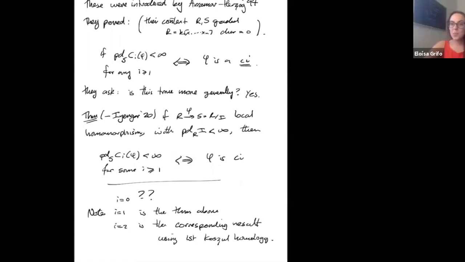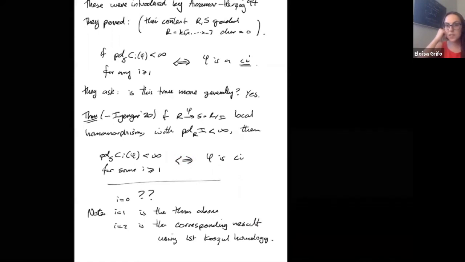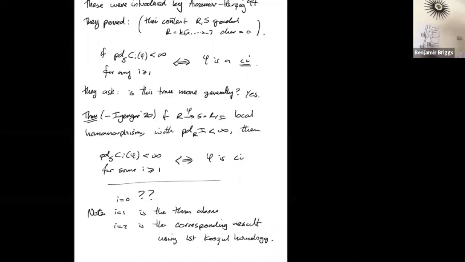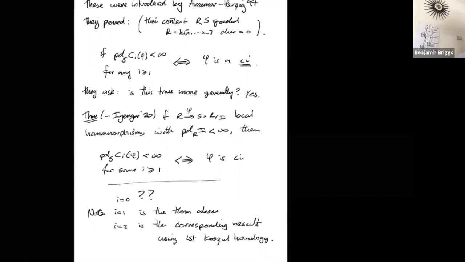Sorry, I was going to ask, do you know when they start vanishing? Because you did show us an example in the beginning where the first two did not vanish, right? Right. So if you have a complete intersection, then C1 is non-zero. C1 is the conormal module, which is a free module, and then the other CIs are all zero. Thanks.